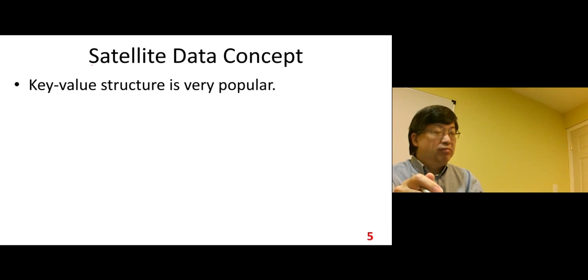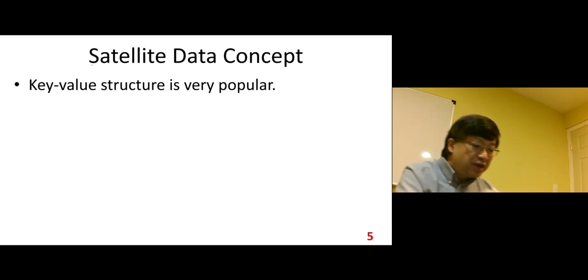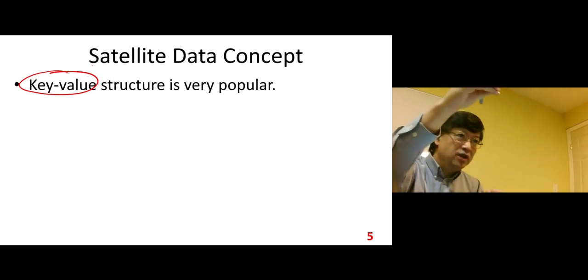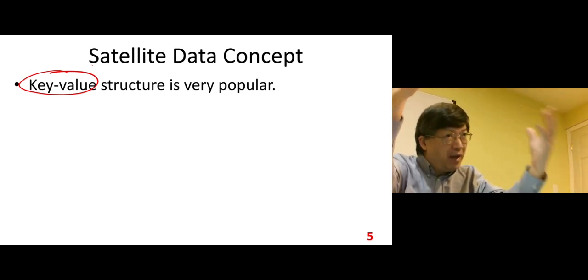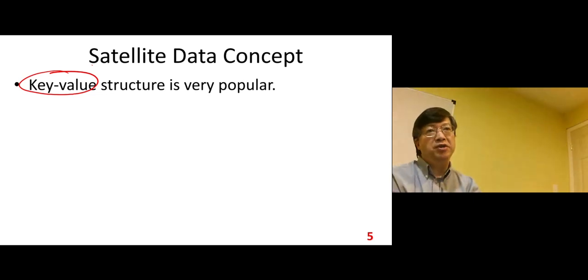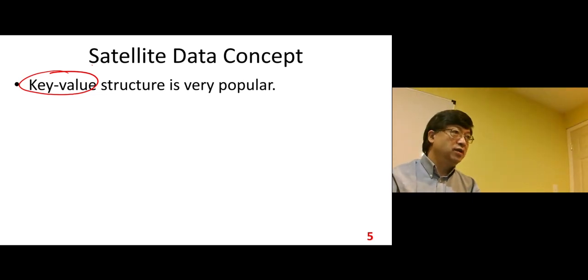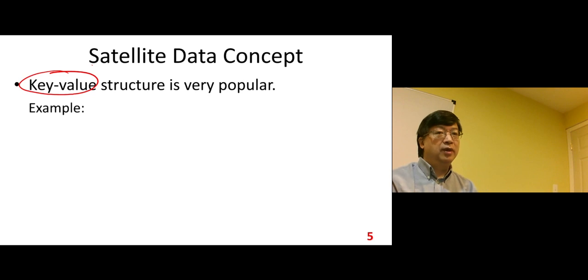Key-value structure. In the real world, we frequently use the key-value structure. You have a key, you have a value. The key is used for search purposes. When you have a key, you use that key to do the search, then you get a value you want to use for your business. So the key-value pair structure is very common in the real world. Now we consider that structure.